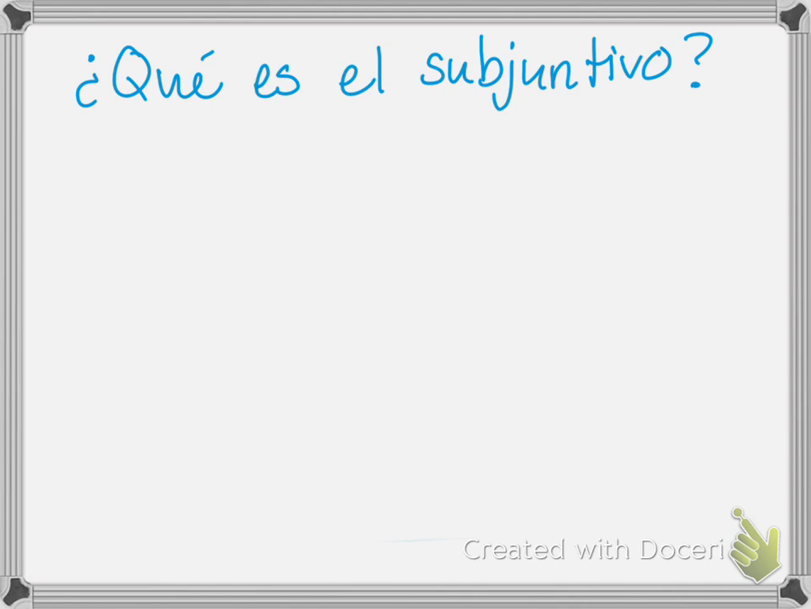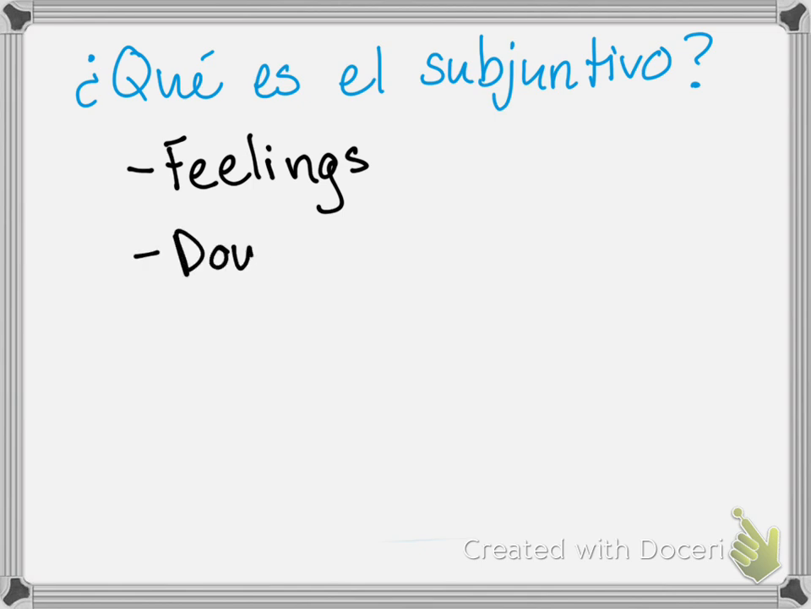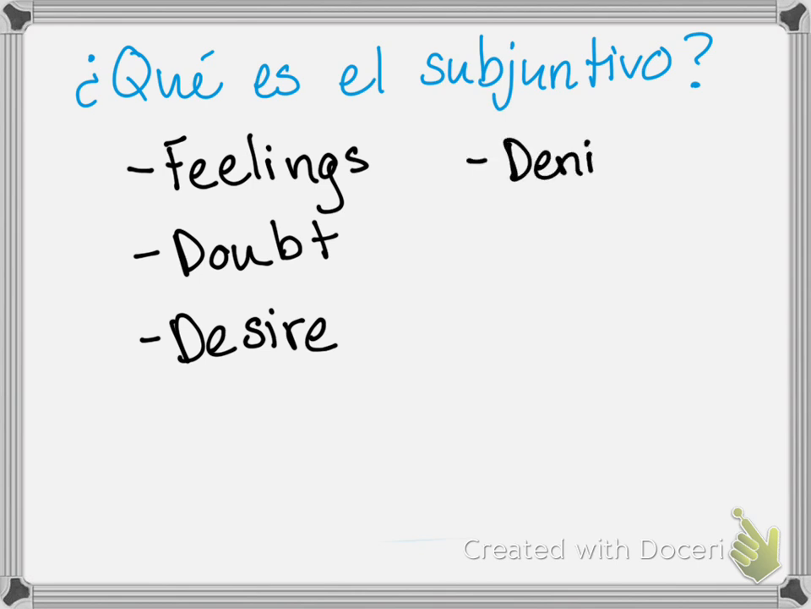Okay? So when we're reacting to an event, we are often giving expressions of feelings. How do we feel about this event? Is it making me happy? Is it making me sad? Is it making me excited? Okay, so expressing feelings. It could be expression of doubt. If I'm expressing doubt about the event, it could be an expression of desire, like I hope that they arrive soon. That's a desire. Or it could be expressing denial or negation.